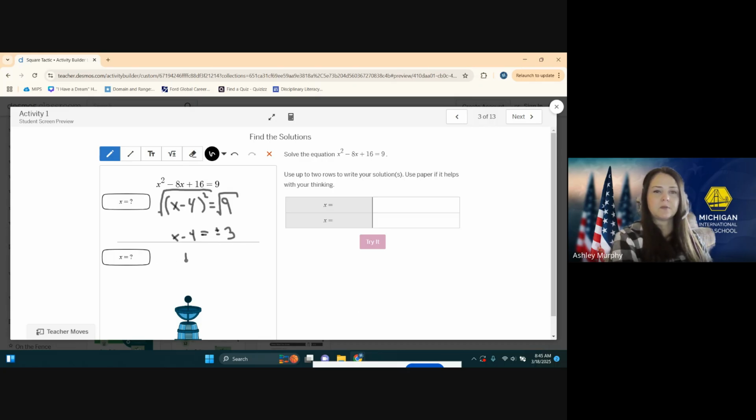My last step is to add 4 on both sides. Now, if I'm adding 4 to a positive 3, I get 7. But if I'm adding 4 to a negative 3, I get 1. So there's my 2 solutions.